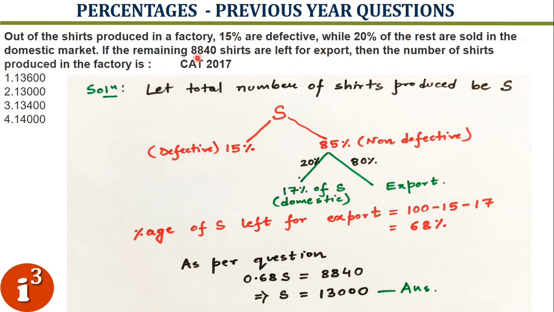68% is given as 8840. You directly jump to this line and solve, S equals 13,000, and you mark option 2. It takes you 40 to 50 seconds. Done with this problem, move ahead.